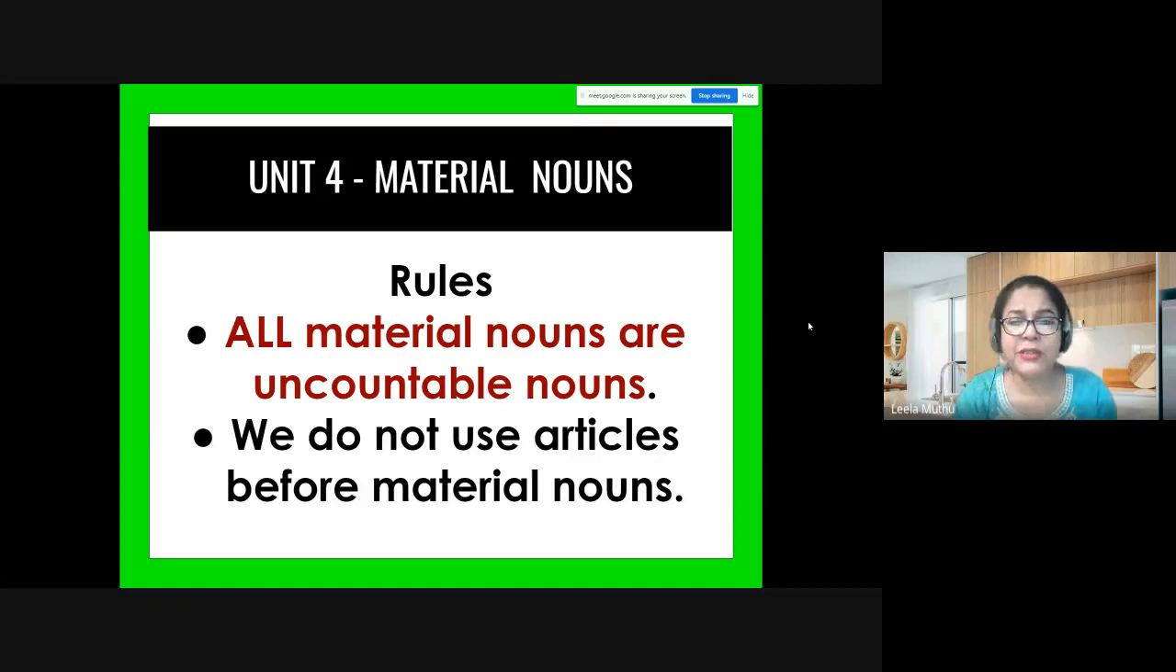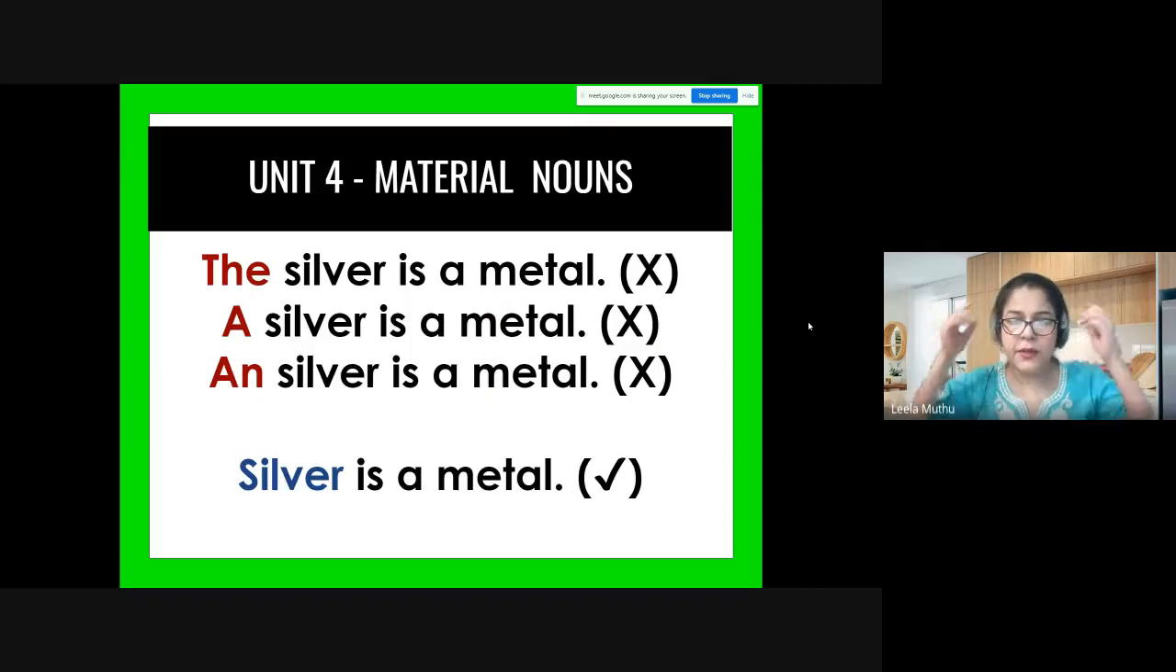And the same goes for abstract nouns as well, which you're going to learn in another few minutes. So, the silver is a metal? No, no. You can't say the silver. Silver is a metal. You cannot say a silver is a metal. You cannot say an silver is a metal. Silver is a metal. Got that?